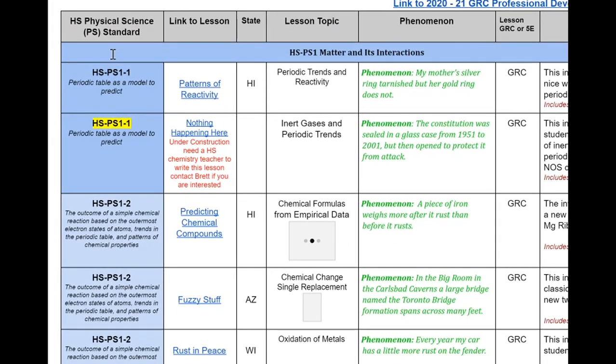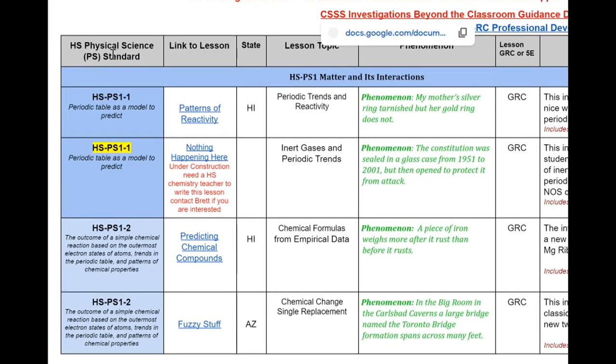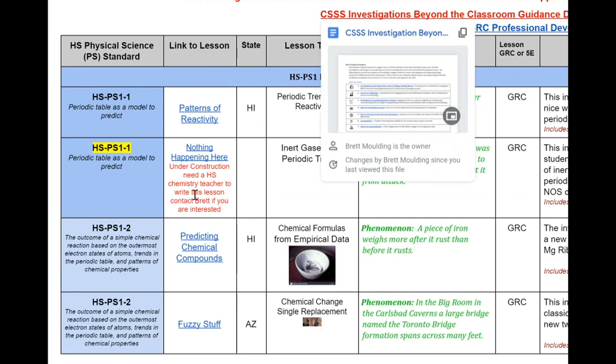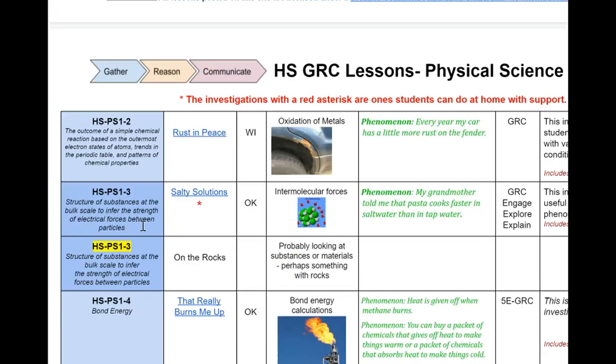Sometimes he'll have notes about lessons that are partway done and need to be finished, like this one. So you could help finish a lesson or try it out in your classroom. These are all aligned to the NGSS standards, so this is a great place to use our crosswalks to figure out which standard to look for quickly.